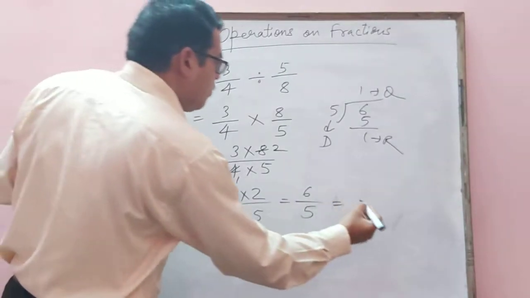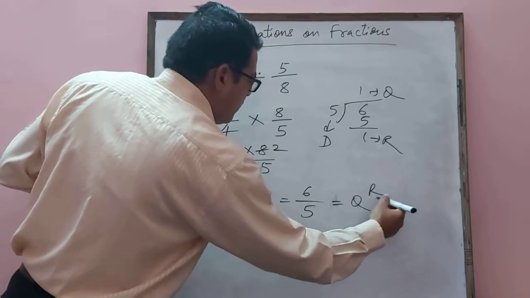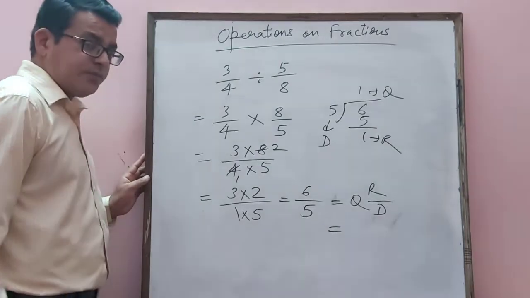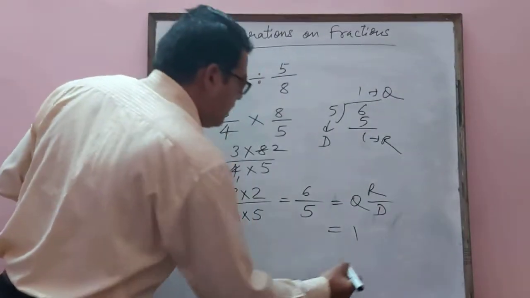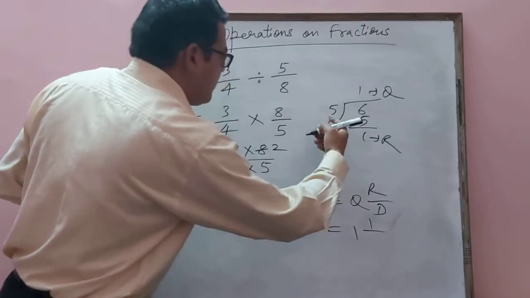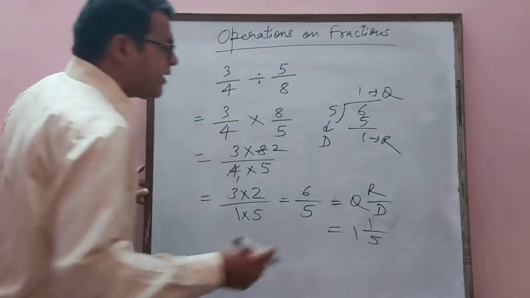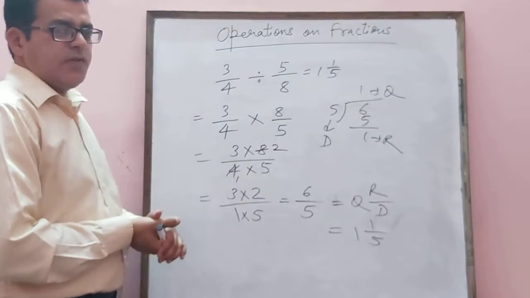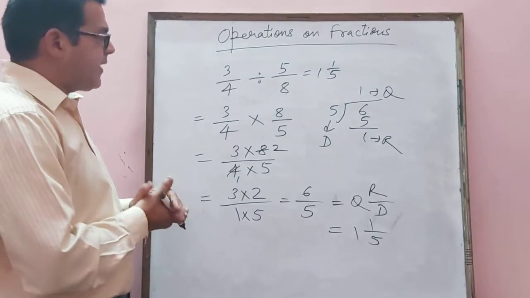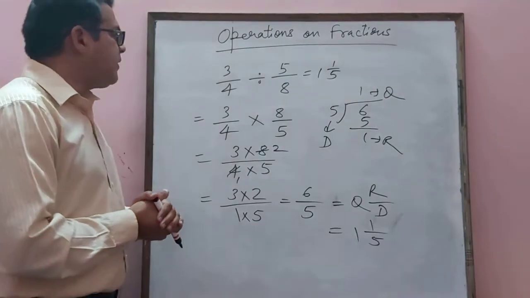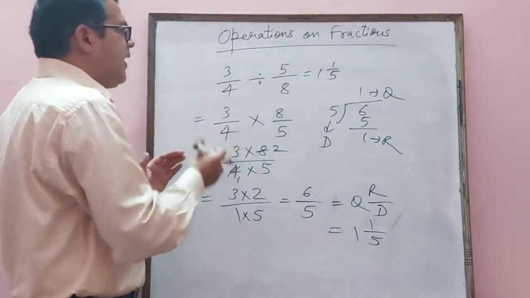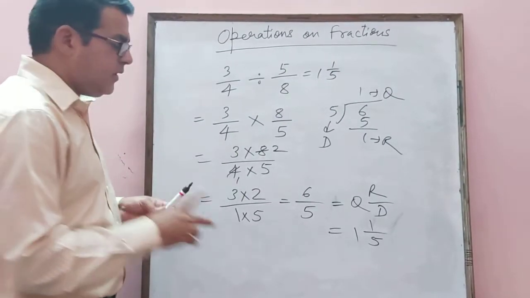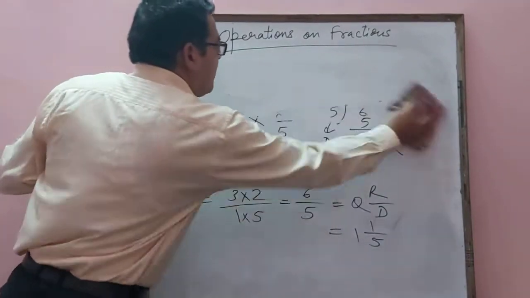So what is the rule there? Quotient we can take as a whole, and R by D we can write. So what is quotient? 1. Remainder is also 1, and divisor is 5. So we can write it 1 whole 1 by 5. That is 6 by 5. So if we divide 3 by 4 by 5 by 8, we will have 1 whole 1 by 5. Right? One more example I am taking here.